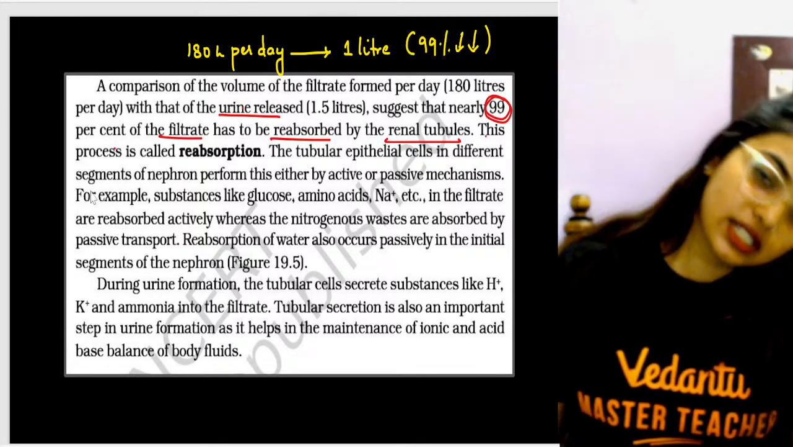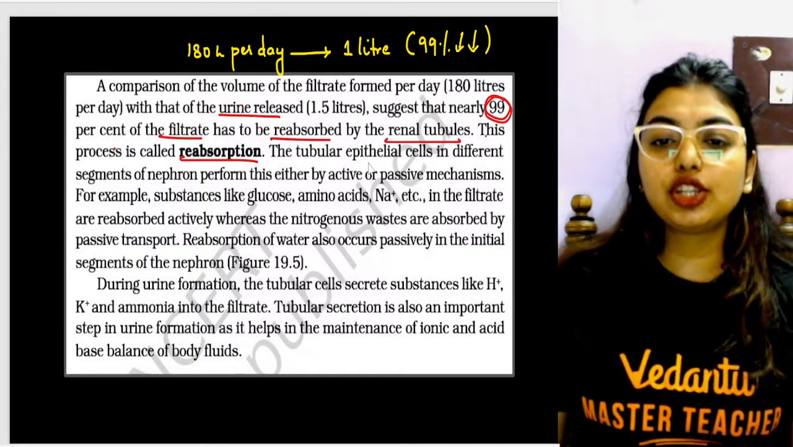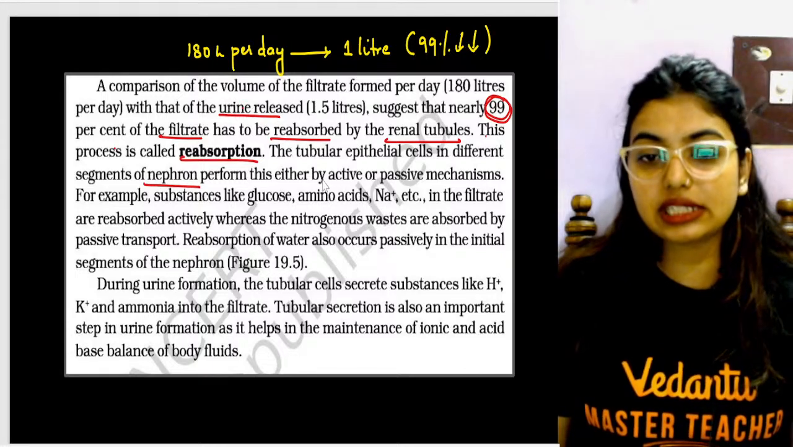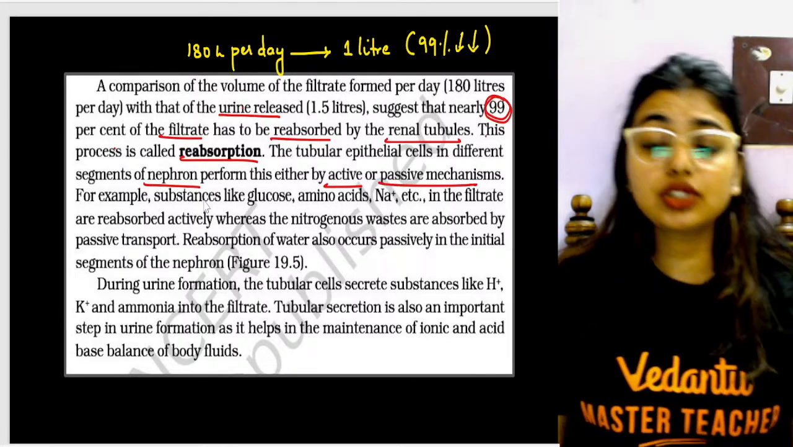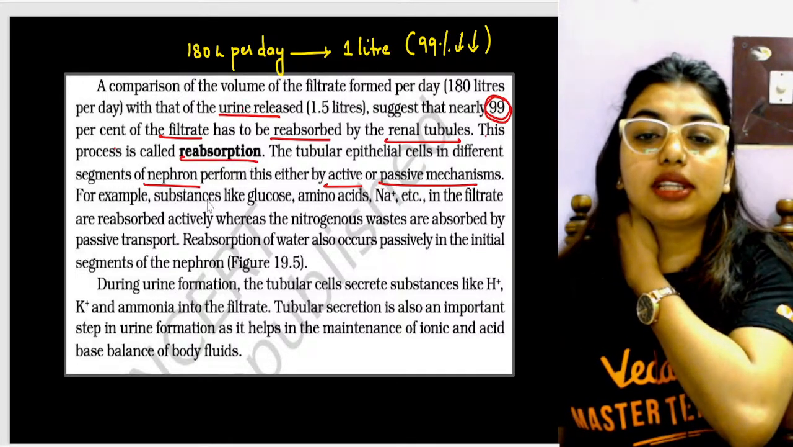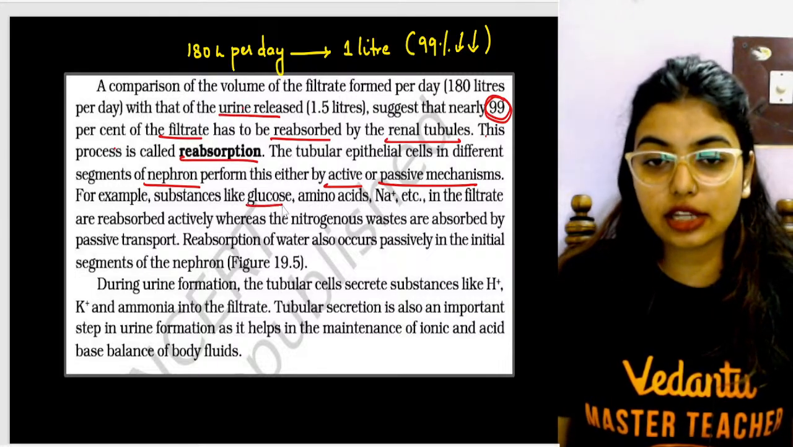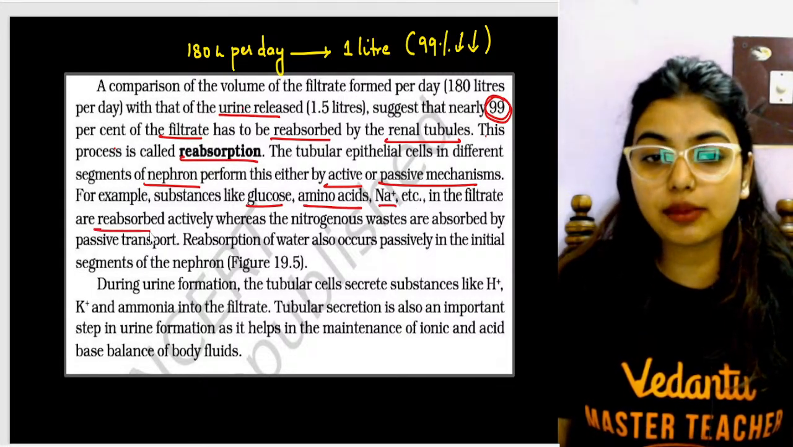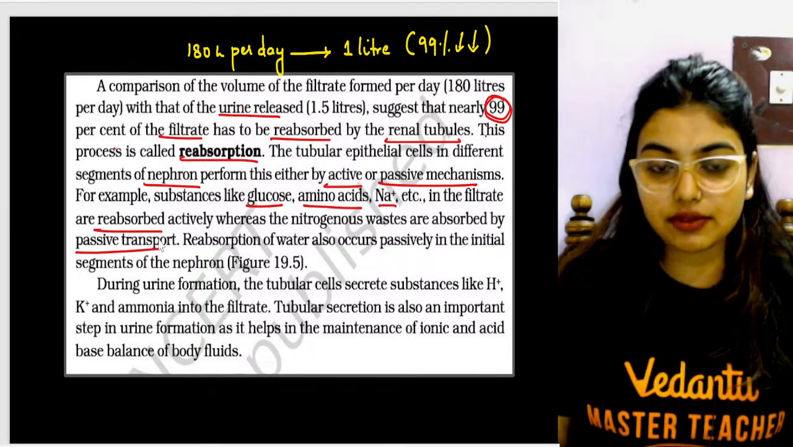So this process is called reabsorption. The tubular epithelial cells in different segments of the nephron perform this either by active or passive mechanism. For example, substances like glucose, amino acids, sodium, etc. in the filtrate are reabsorbed actively, whereas the nitrogenous waste are absorbed by passive transport.